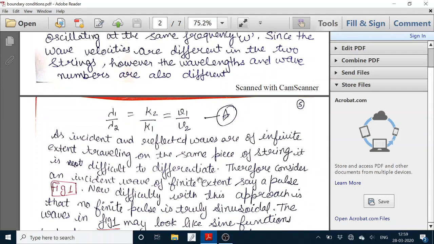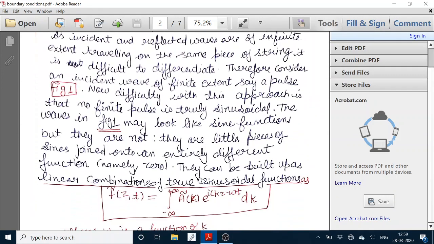Here we consider that the incident and reflected waves are of infinite extent traveling on the same piece of string. So it would be difficult to differentiate which wave is the incident wave and which is the reflected wave. Therefore we consider an incident wave of finite extent, as I show you in the diagram. It is a pulse.